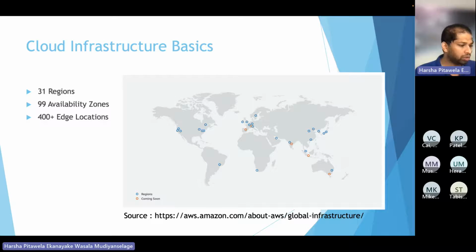So what are these regions, availability zones, and edge locations? I'll give a brief introduction on them. A region is the main geographical location for the network. For instance, US East 1 is a region, US East 2 is a region. US East 1 is located in the North Virginia region. US East 2 is located in the Ohio region. Then you have US West 1, West 2, likewise located in the West Coast area.